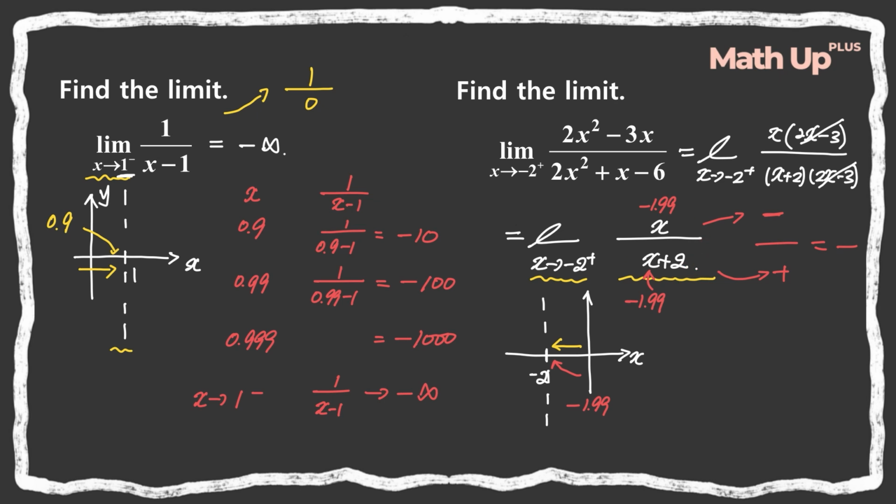That means this expression is a very large negative value. In other words, as x approaches negative 2 from the right-hand side, the function value will approach negative infinity. If we graph it, it's going to be like that, right? So the answer is negative infinity.